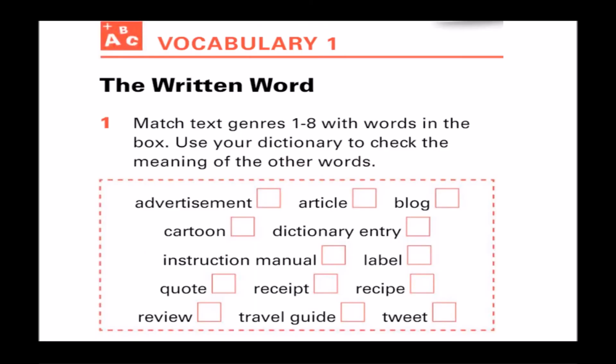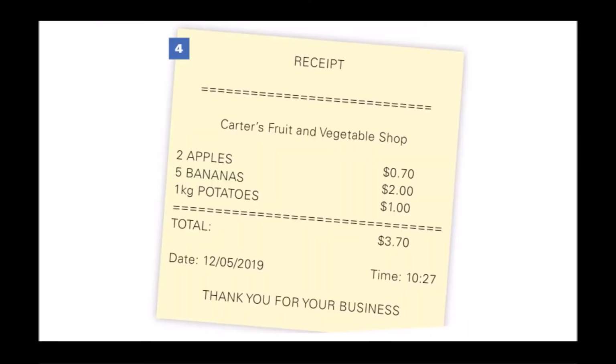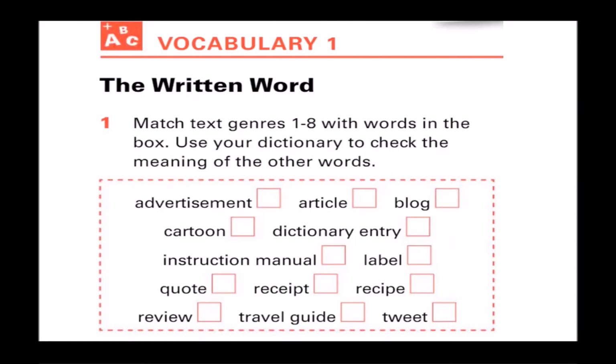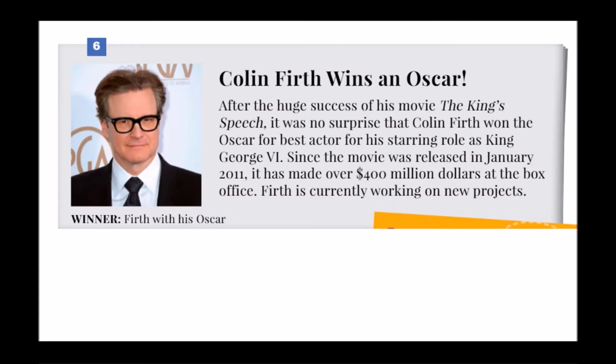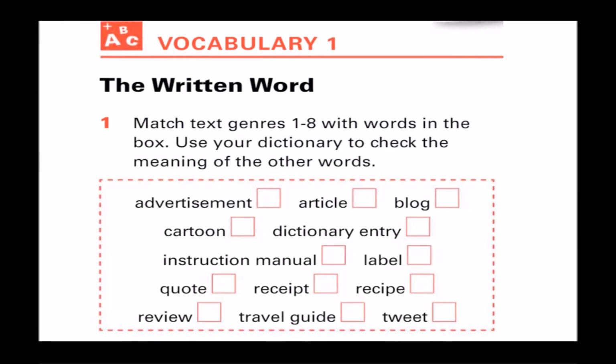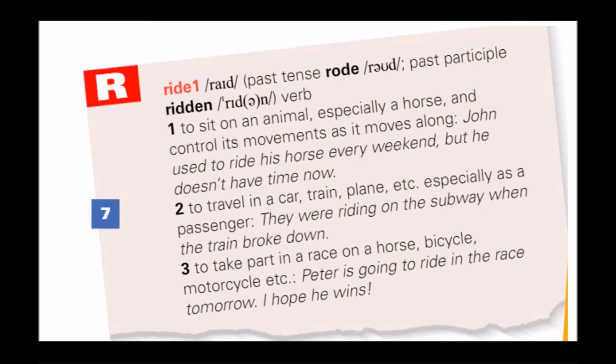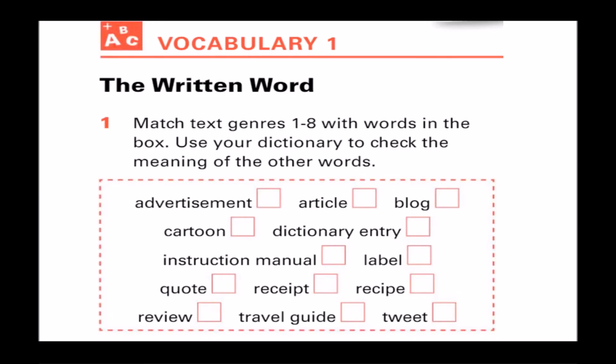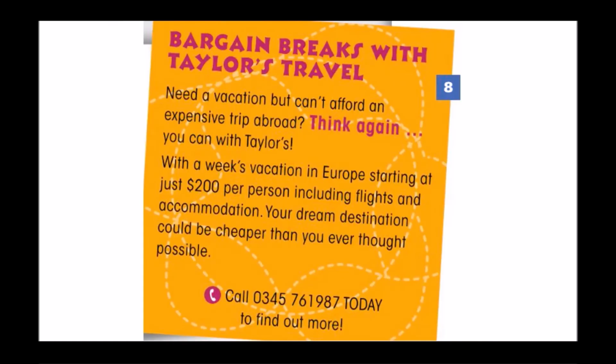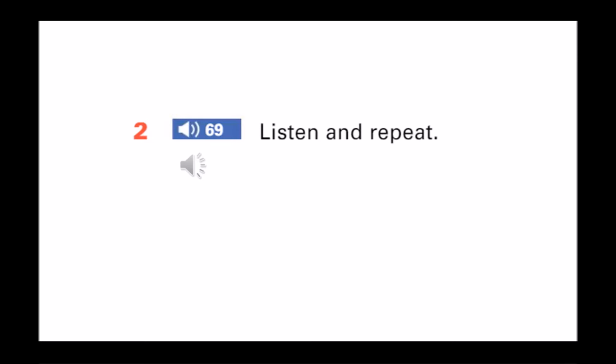Text number 4 is a receipt. Text 5 is a recipe. Text number 6 is an article. Text number 7 is a dictionary entry. Text number 8 is an advertisement. Now listen and repeat.